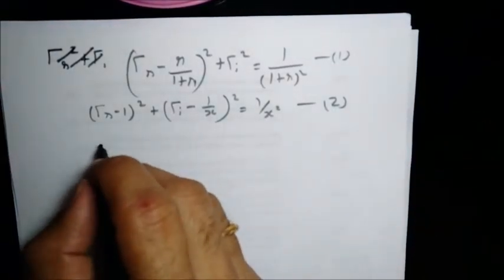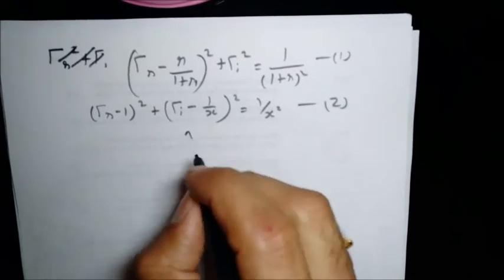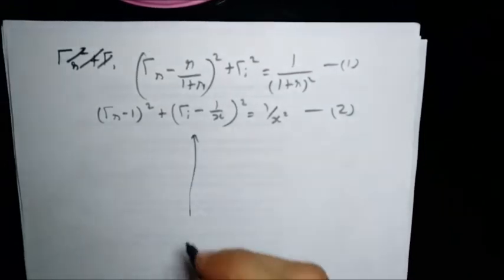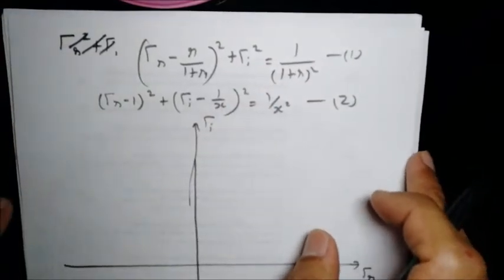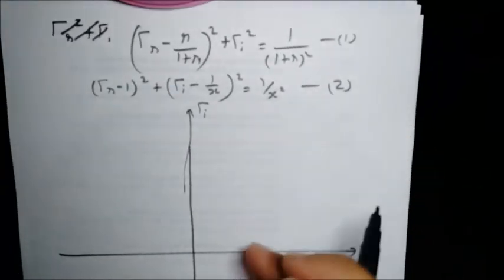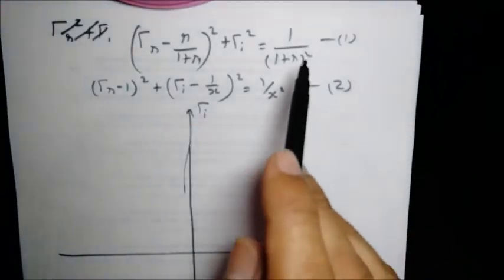Now let us draw the axis. Gamma r, gamma I. So this is actually the complex plane because this is the real part and the imaginary part of the reflection coefficient. Basically, this is the gamma r and gamma I. Now we will start plotting the first equation here.